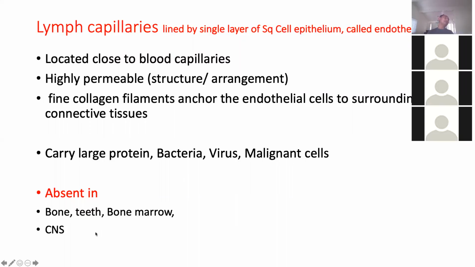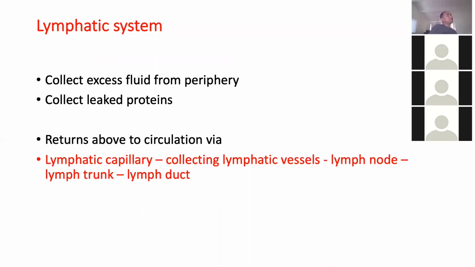Hey, one thing to remember, guys, we do not have lymphatic capillaries in our nervous system, so brain and spinal cord, we do not have it. And anything hard, like bone, teeth, bone marrow, they do not have lymphatic capillaries. Wow. Okay, so now I appreciate what the lymphatic capillaries are.